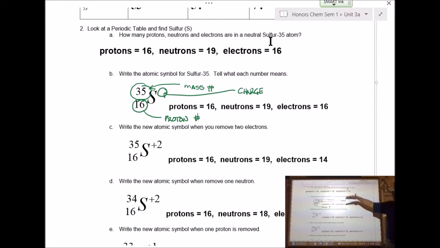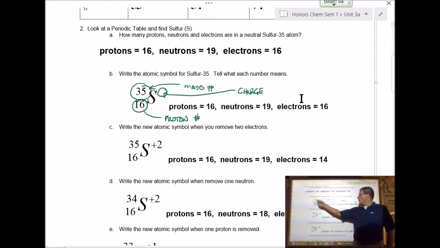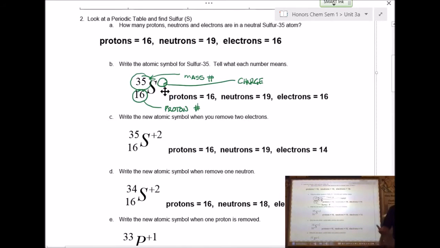Part B says write the atomic symbol for sulfur-35 and what each of these numbers represents. What I said yesterday is piggyback off. When you get a value for A, use it, continue it in B, and then answer the question based on it all the way down. So again, the top number is your mass number, the bottom one's your protons, and then there's nothing over here on the right, but that's your charge. When we have a charge, then we would put that in there. So still same values here because we didn't change anything.